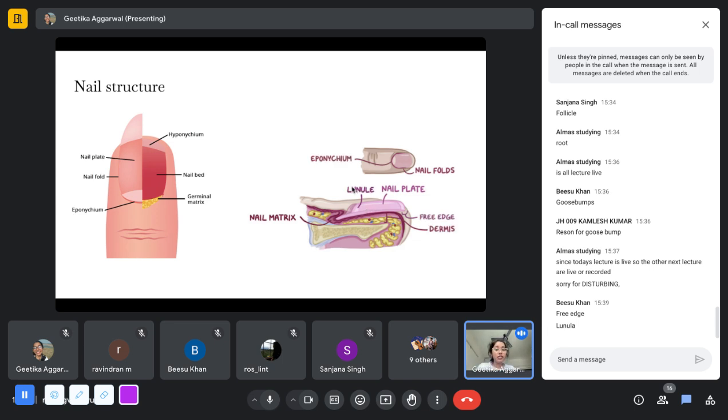As you said, this is the lunula. This is the free edge. Here is the dermis. This section here is called the eponychium, and the section on the opposite of this is the hyponychium, and we have the nail bed and the germinal matrix. So these are the different parts that are found in the nail structure.